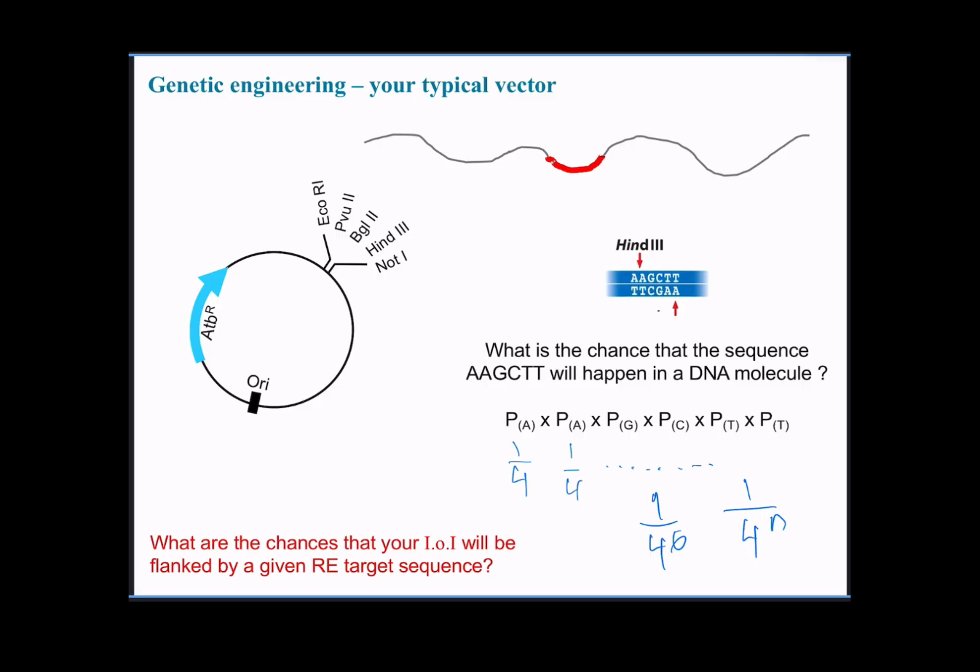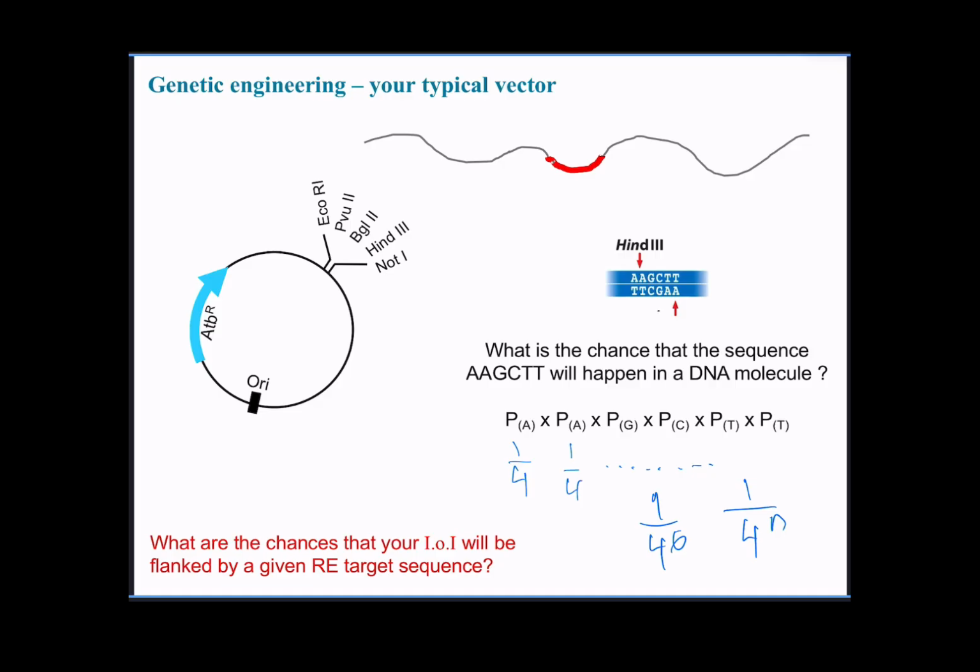When you run the math, you will find that, yes, it is very, very likely that in a complex genome, you will find many random sequences that will be like the target for HindIII. So many occurrences of AAGCTT. But they may not be exactly flanking your insert of interest.